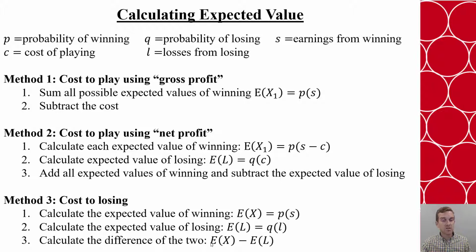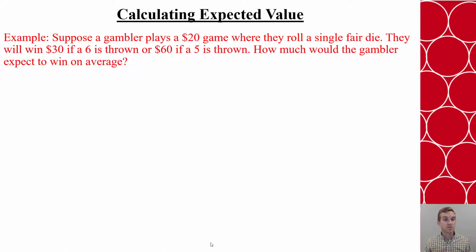Let's look at some examples to help us out. So suppose a gambler plays a $20 game where they roll a single fair die. They'll win $30 if a 6 is thrown, or $60 if a 5 is thrown. How much would the gambler expect to win on average? Again, because they're playing this game a ton of times, it's looking at the average amount won per game. Not what they're going to win on a single game, but over the long term, what are they winning on average?